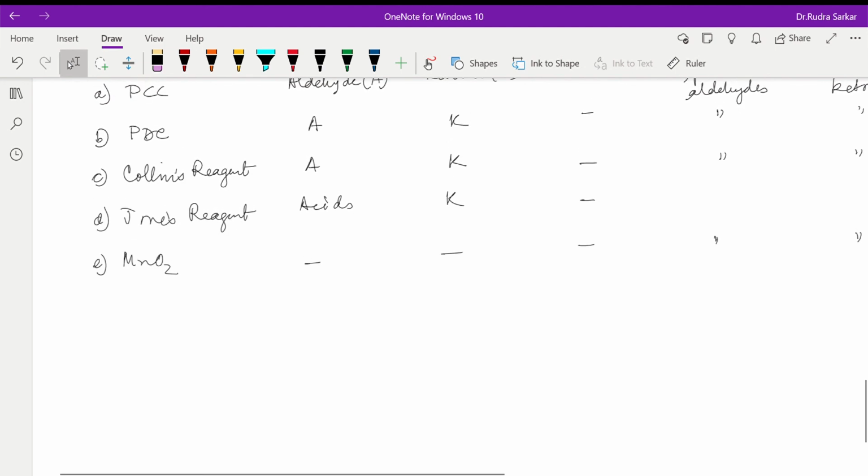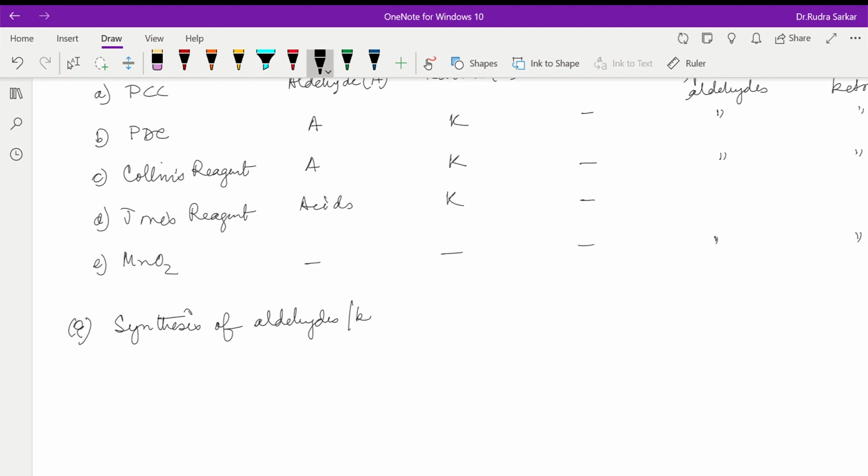Okay, now G, synthesis of aldehydes, ketones from geminal dihalides.